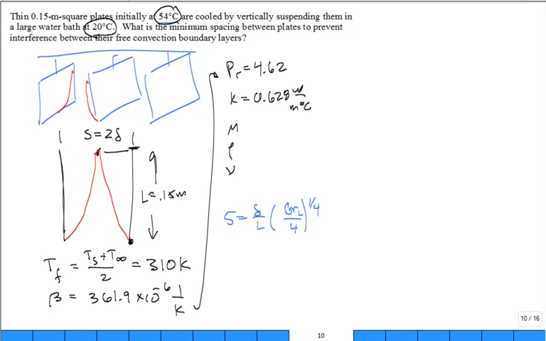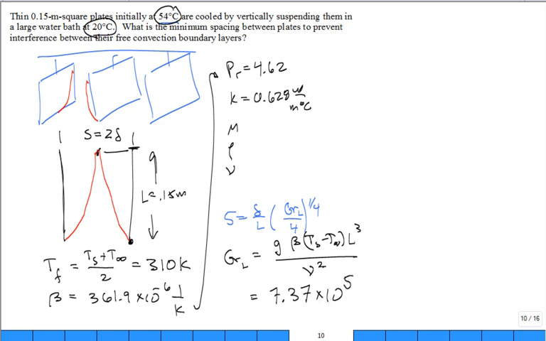So what we need to get is the Grashof number at L. Well, what is the Grashof? g beta delta T, Ts minus T infinity, L cubed divided by nu squared. And we just got all our properties. We have everything to calculate the Grashof number. When we calculate it, it comes in at 7.37 times 10 to the 5. So we got the Grashof number. Then we can stick it in here.